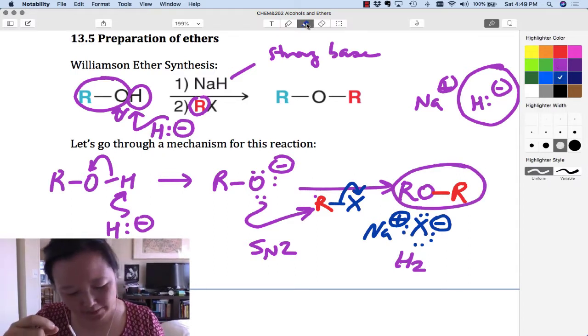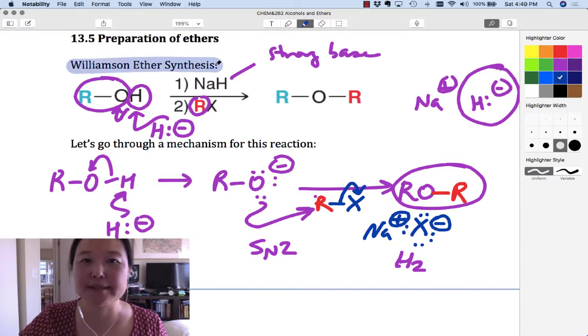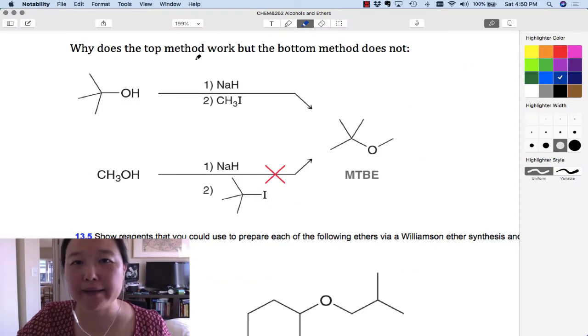All right, so our main molecule of interest, though, is making that ether. So please remember this as the Williamson ether synthesis. This is how we make an ether. Now let's think about this question. The top method is fine for making, again, MTBE, methyl tertiary butyl ether, or butyl methyl ether. And then the bottom method, though, is not so great.